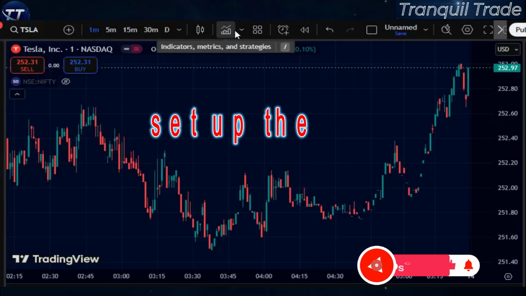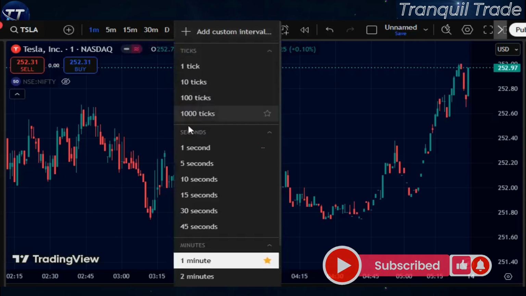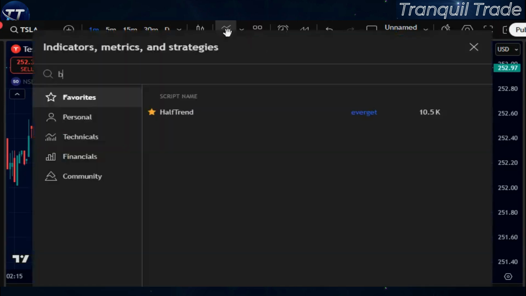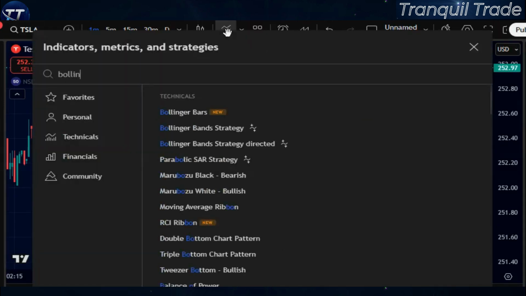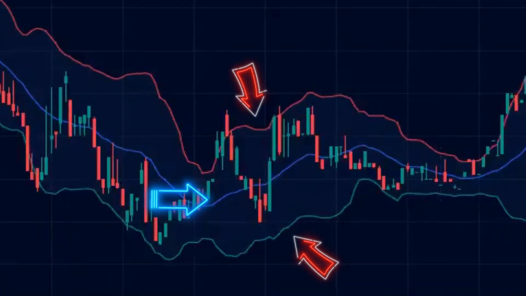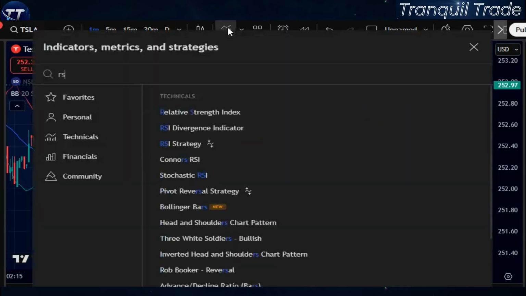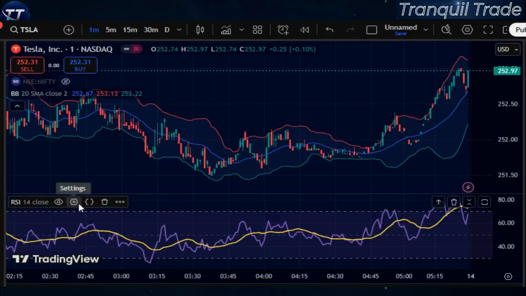Let's set up the chart. Open a 1-minute or 5-minute chart, works well for scalping. Apply Bollinger Bands with the default settings: 20-period moving average, 2 standard deviations. Add RSI with a 14-period setting for confirmation.